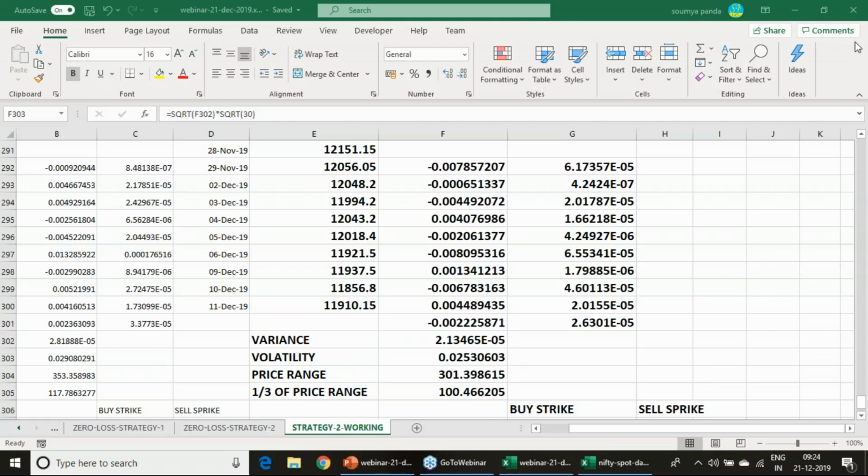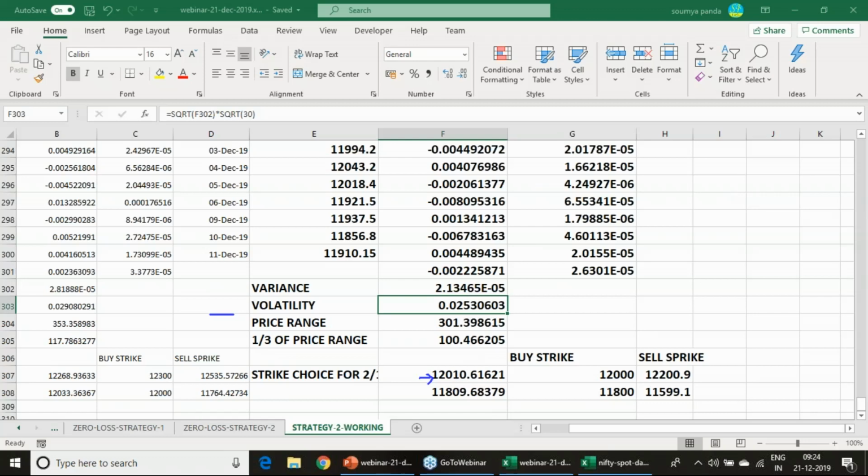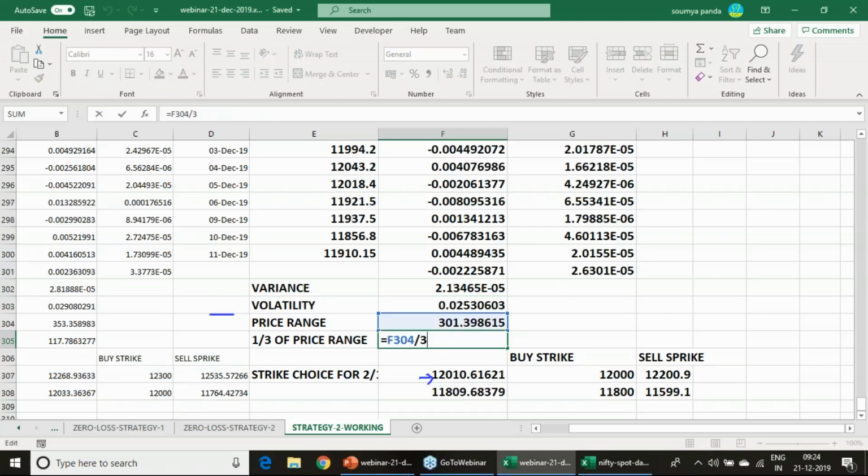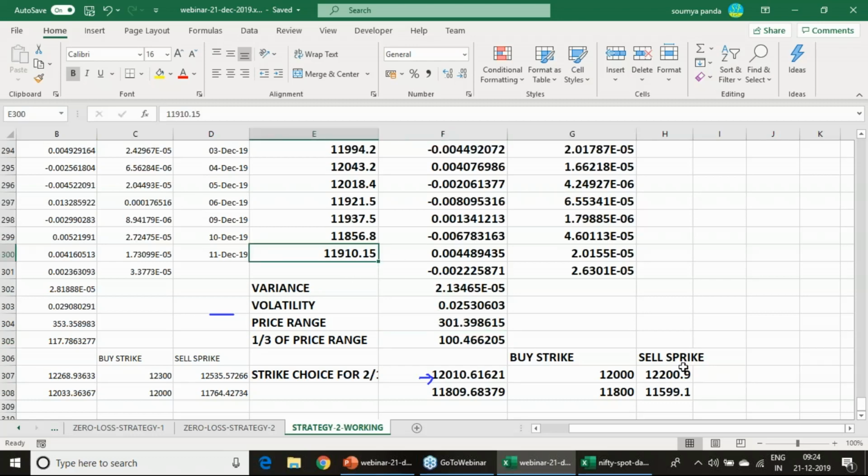So till this point, whether you have understood, 301 points of movement is expected in a month's time starting from 11th December. Means 11th December to 10th January 2020, you are expecting the Nifty to move by 300 points. So this 300 points, you are dividing, 1/3 we require. So 300 divided by 3 is 100. So the reference price is 11,910. I am adding 100, so 12,010. I am subtracting 100, I am getting 11,809.